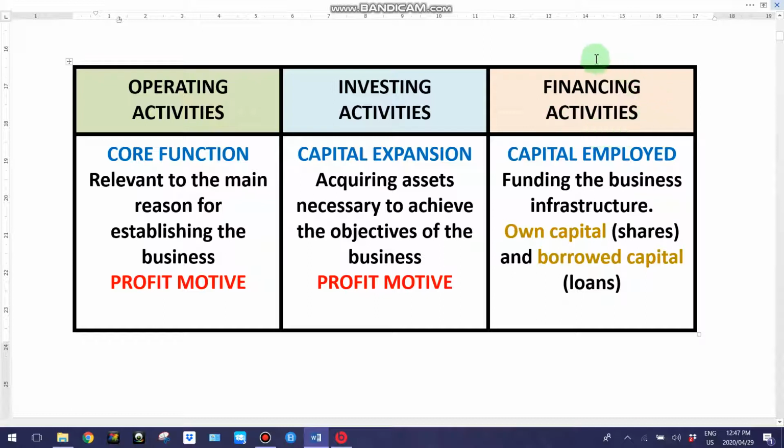You first need the money. Where do you get the money from? And then once you've got the money, you invest that money to purchase your fixed assets, and then you use those fixed assets in the daily operations of your business. So you can do each section of this cash flow statement independently. And it depends where your strengths are.